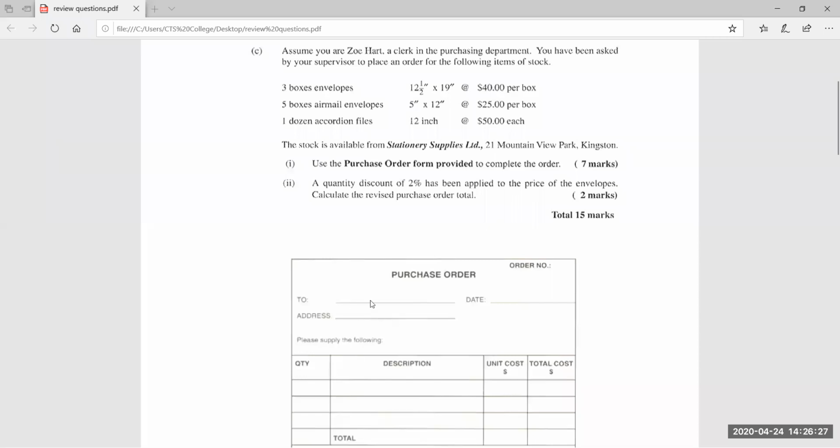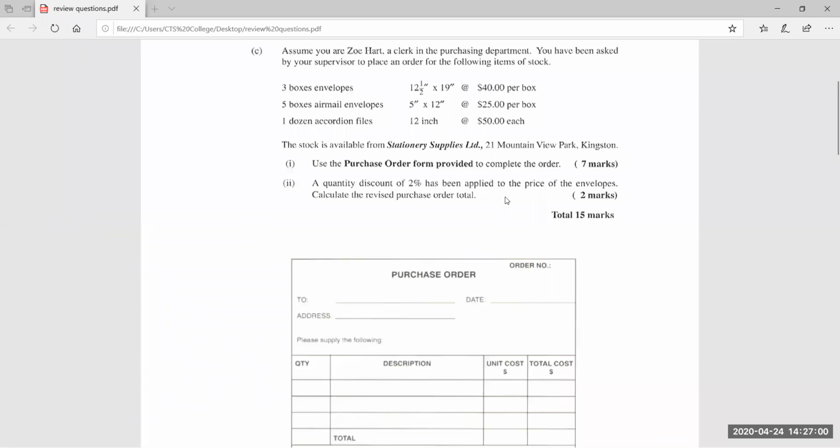What information goes here in the 2? Who's the items being purchased from? Stationery Supplies Limited. You seen it? That's it. Perfect. Look right here. So the 2 part is right here. JL is correct. So the 2 part is here. Stationery Supplies Limited. Look, the address is right here as well. So this goes in 2.